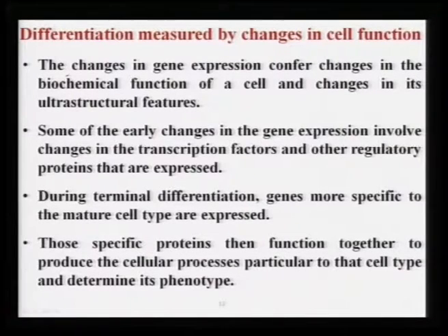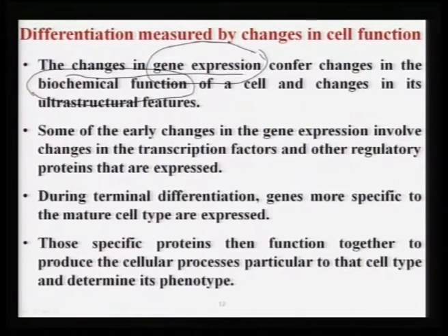Now, what about gene expression changes? Changes in gene expression confer changes in biochemical function. Biochemical function means that a cell is always supposed to do a certain function, like connective tissue or endothelial cells, which are supposed to provide support. Connective tissue cells can also mechanically support the ligament and tendon. All these functions are possible because they have a particular gene expression, and many times changes in gene expression mean changes in ultrastructural features.